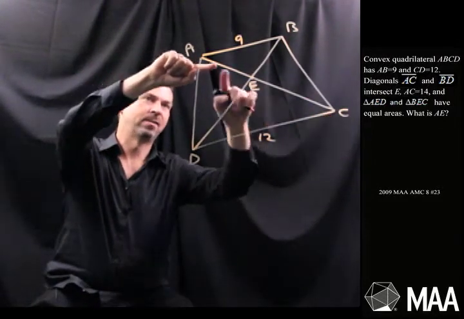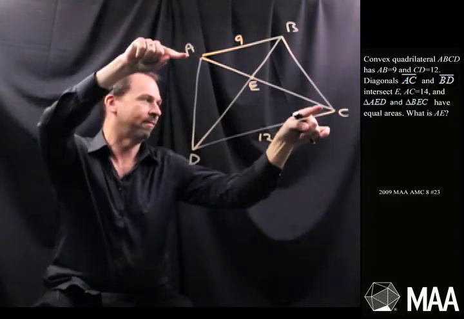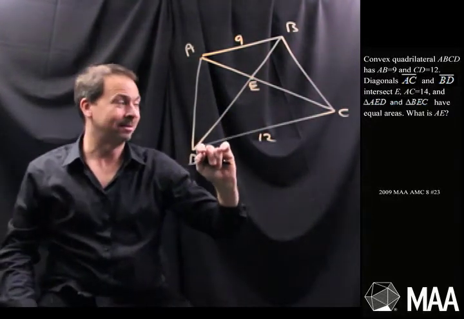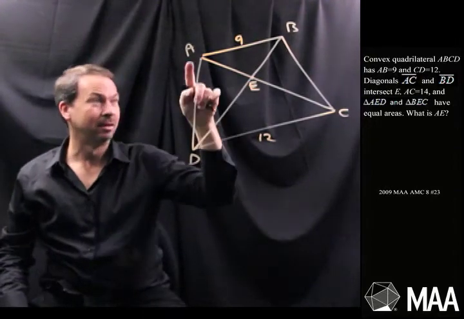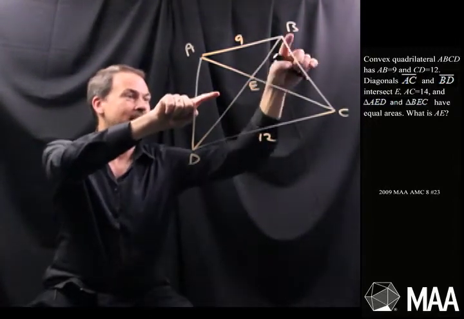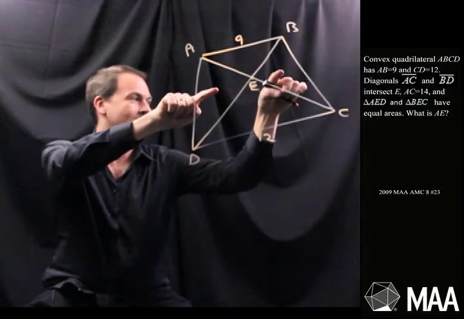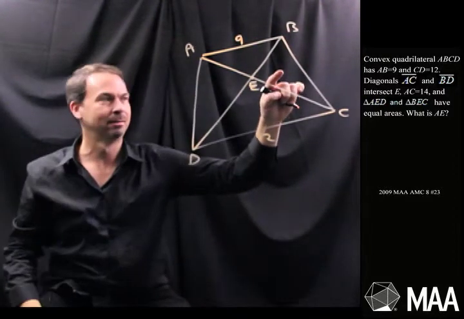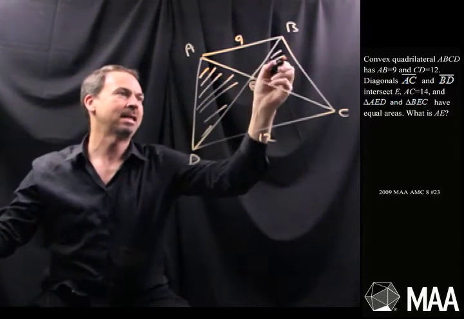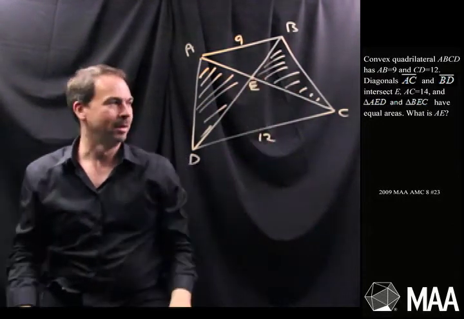I'm a little bit nervous to write 14. I'm not sure where I'm going to write the 14. Keep that in mind, that's 14. Triangle AED, oh, it's geometry, it gets very hard to read. Triangle AED, this triangle, and triangle BEC, these two triangles have equal areas. How am I going to mark that? Well, I'll just shade them in. To me, shading now means same area.